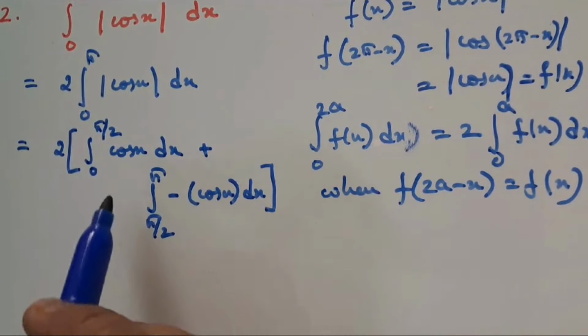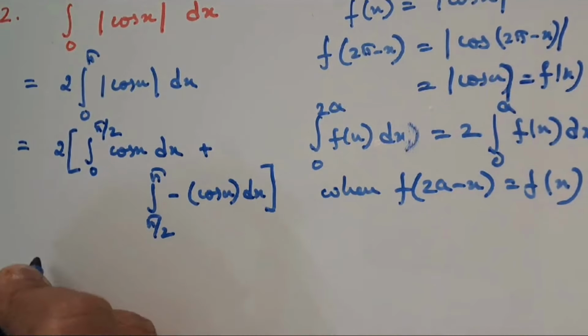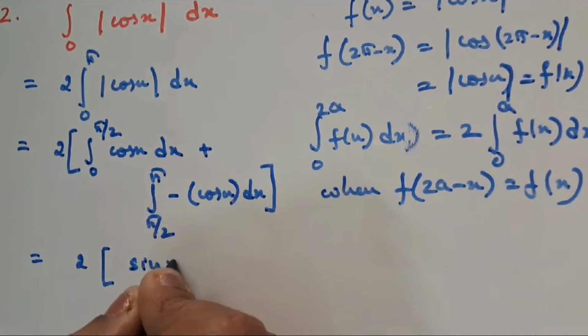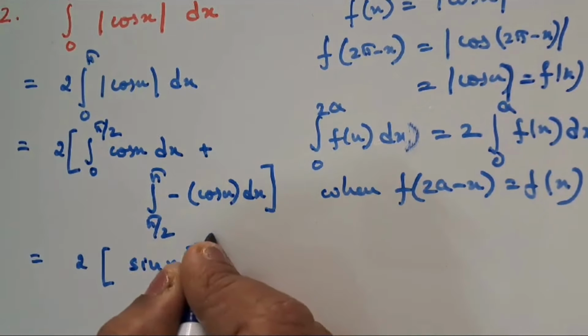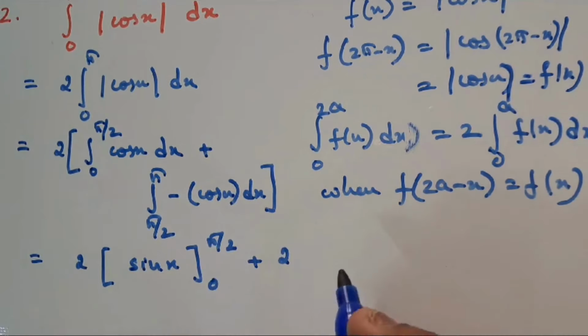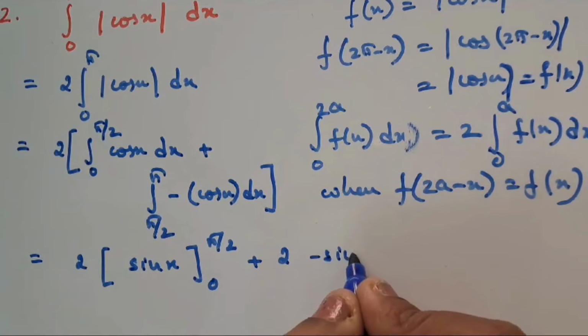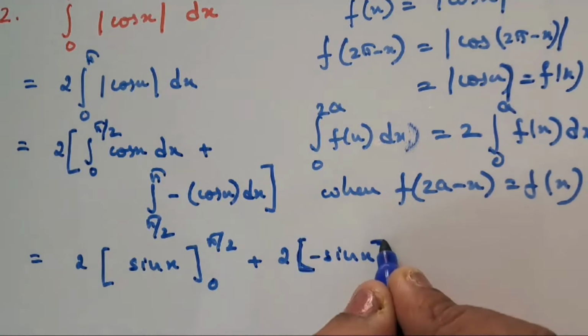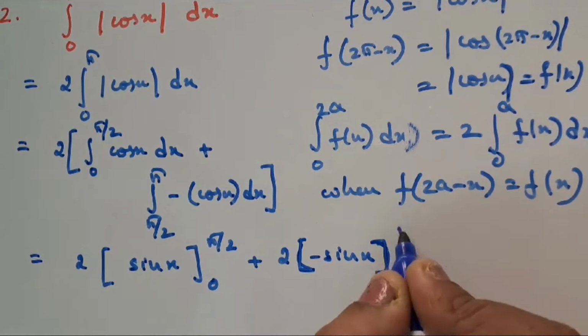So now I am integrating. Integration of cos x is your sin x. So the first one is your sin x from 0 to pi by 2 plus twice of, now integration of minus cos x is your minus sin x from pi by 2 to pi.